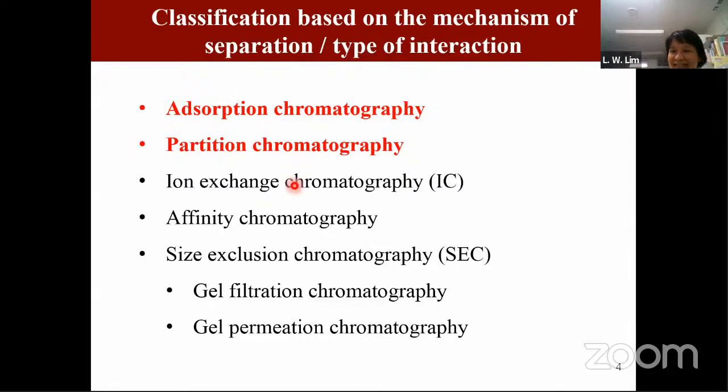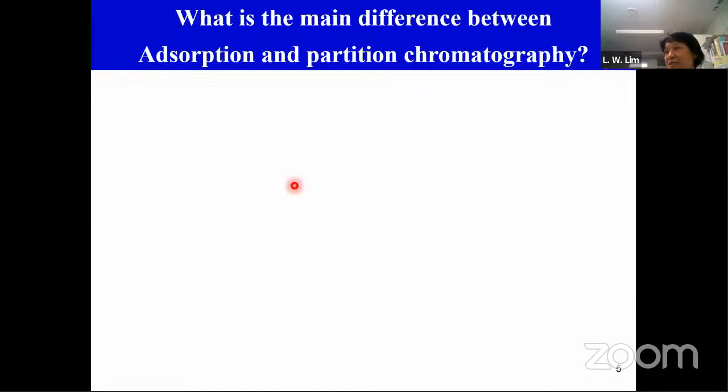All right. Just wondering, what do you know? What do you think is the main difference between absorption and partition chromatography? Sometimes it sounds the same, no? Do you think they are the same, or do you think they are not the same? Just a random question, so it's okay if you don't know the answers.